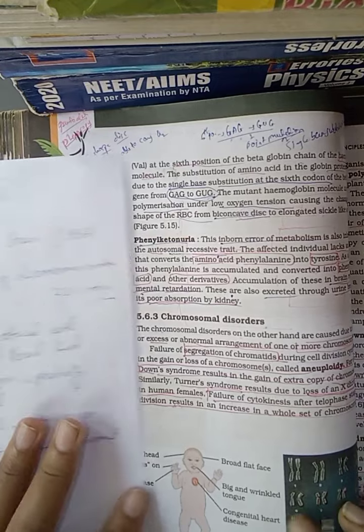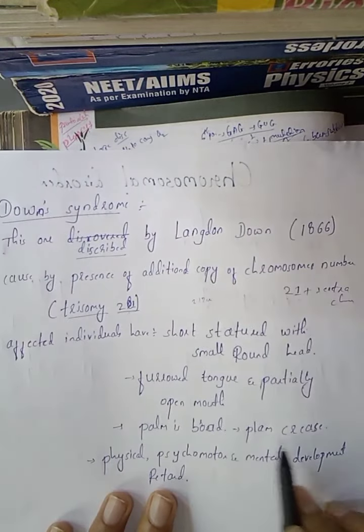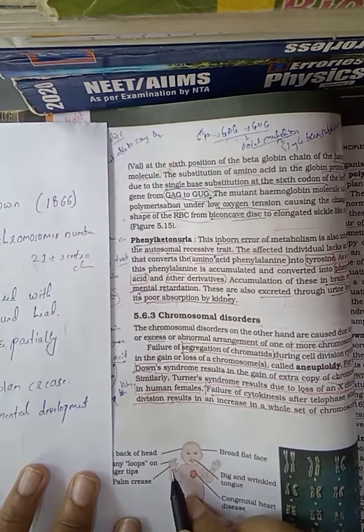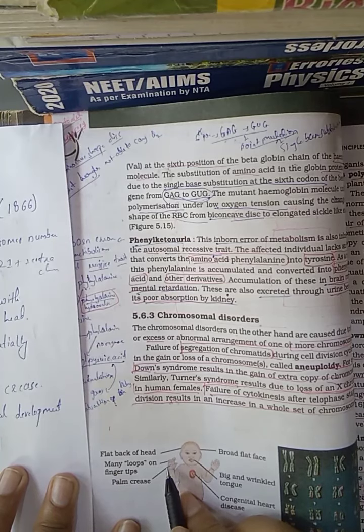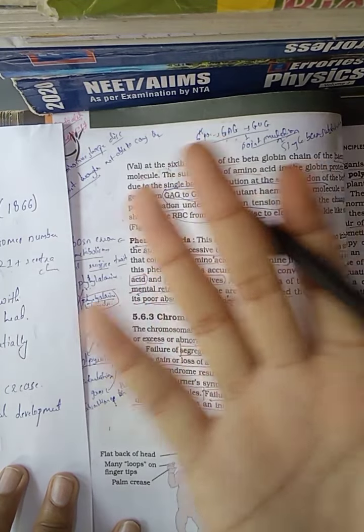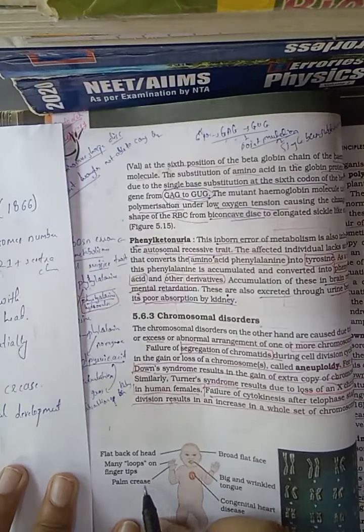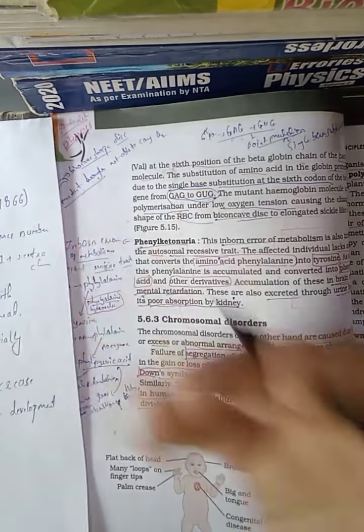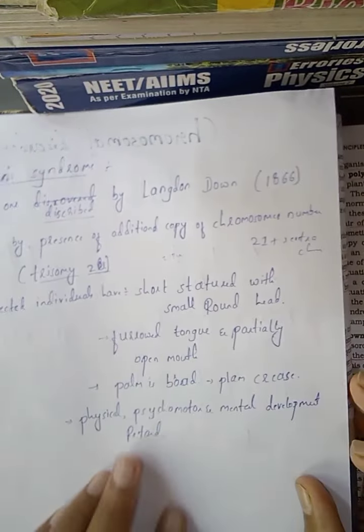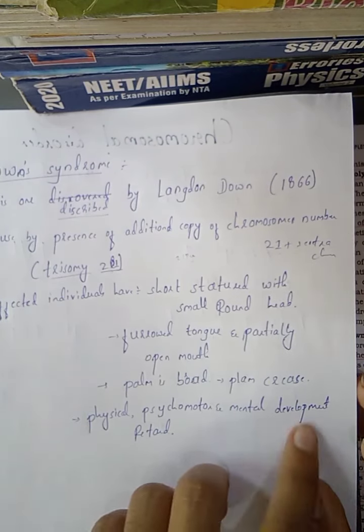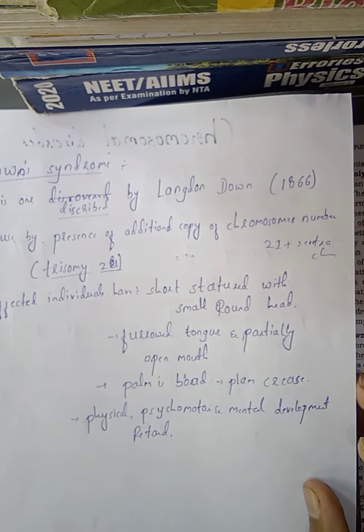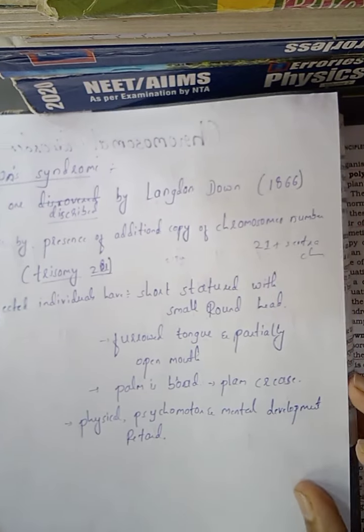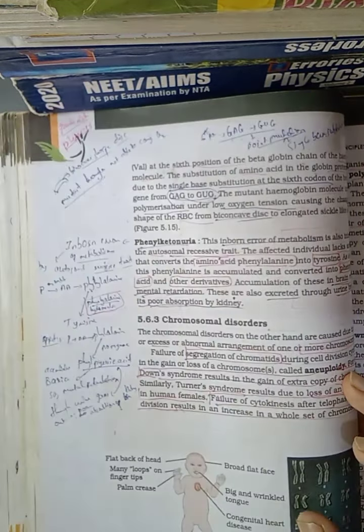The palm is broad and has palm creases. Broad palm means a full width, and palm creases means many lines without any arrangement. There is also physical, psychomotor and mental development retardation, meaning the individual is physically and mentally, and physiologically, not completely developed.